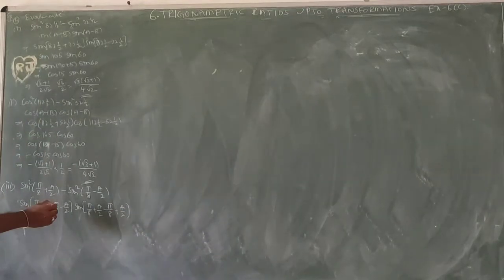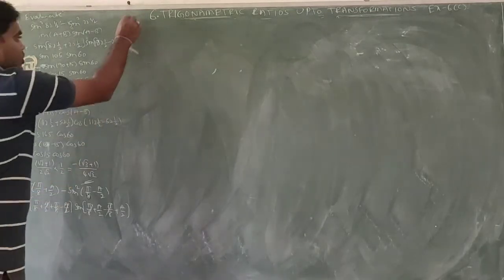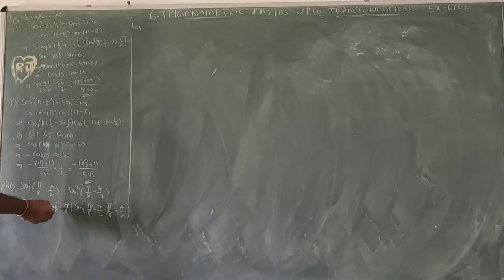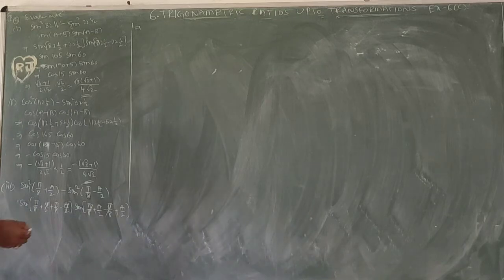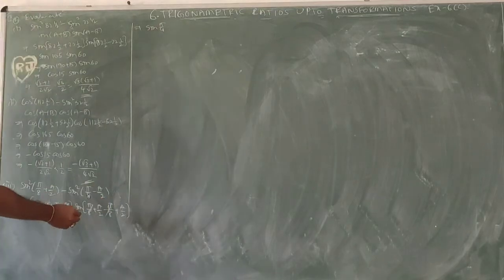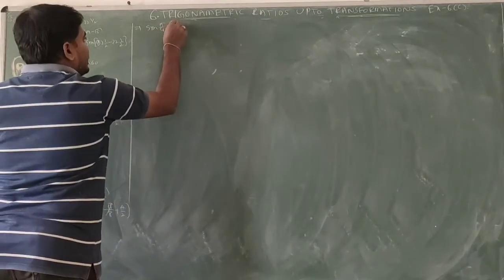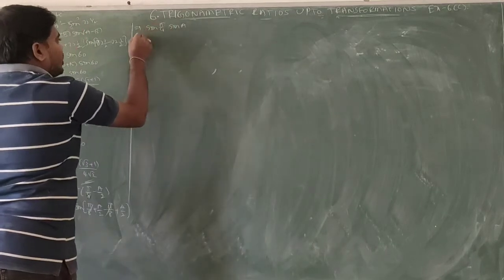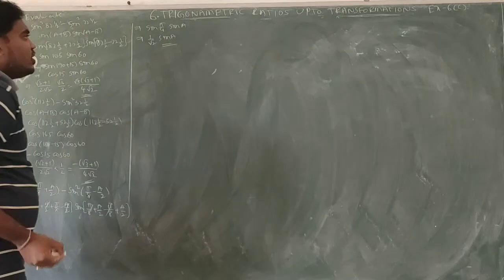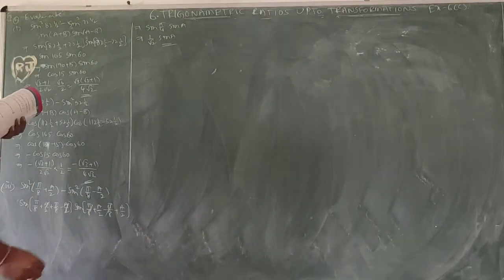So a by 2 cancels in the first term, pi by 8 plus pi by 8, 2 pi by 8, equal to pi by 4. Sin pi by 4 into a by 2 plus a by 2, 2a by 2, equal to sin a. Sin 45 is 1 by root 2, so sin a by root 2. So this is the required solution. Okay, next, fourth.